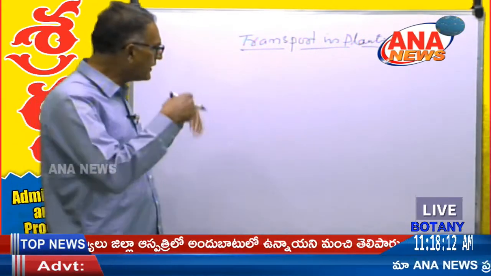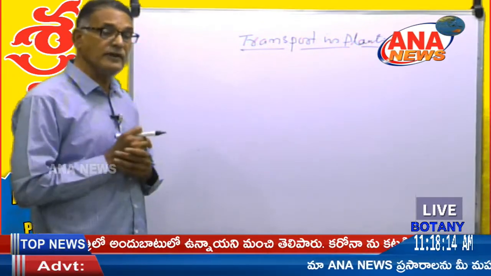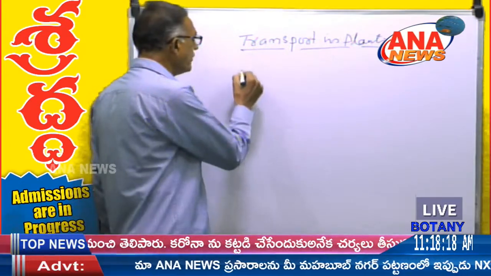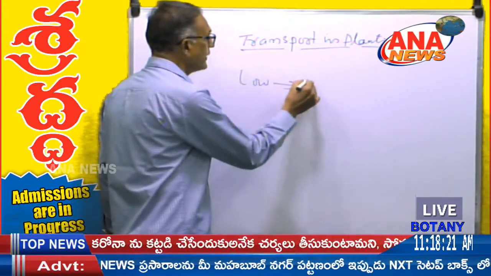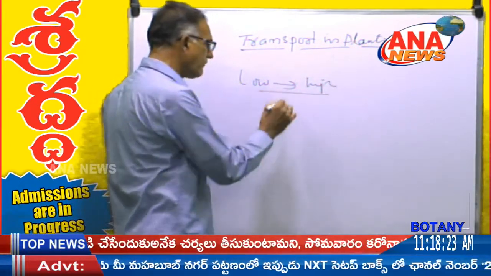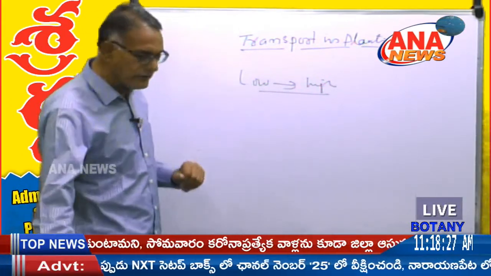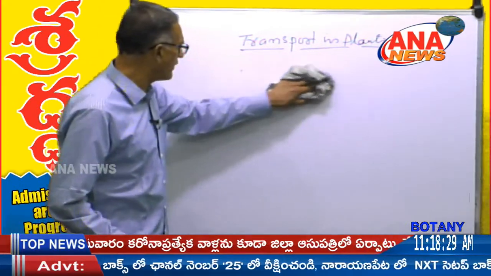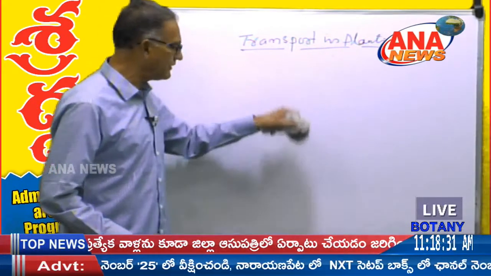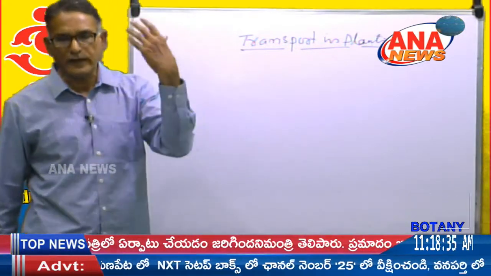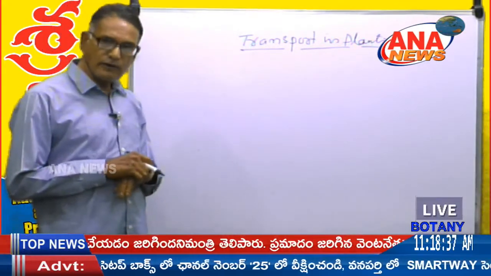It does not take place against the concentration gradient. So even though it is facilitated diffusion, it does not take place from low concentration to high concentration. If that were required, it would need some energy. Because of that, there is no requirement of energy. It does not utilize any energy. Thus, facilitated diffusion also does not take place against the concentration gradient.